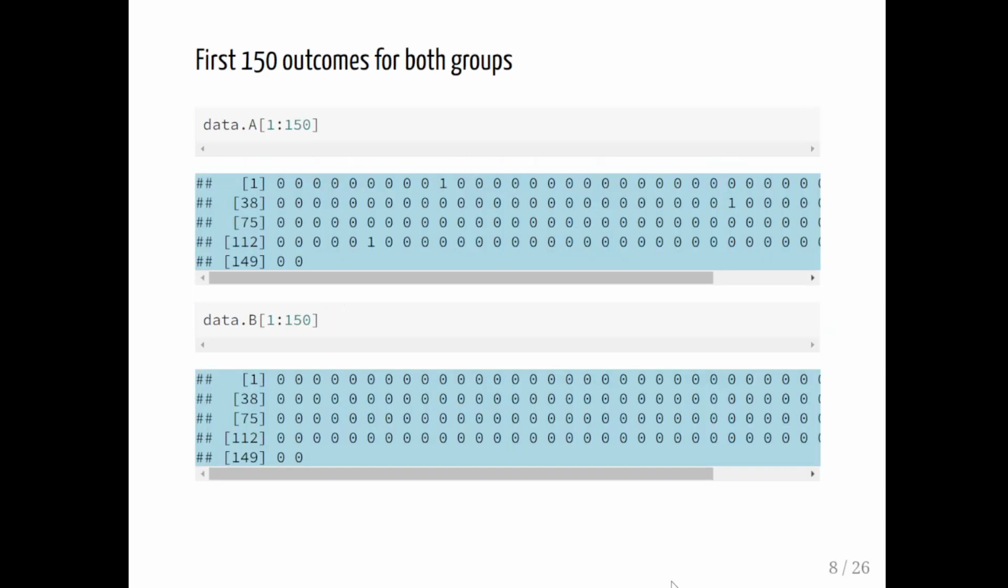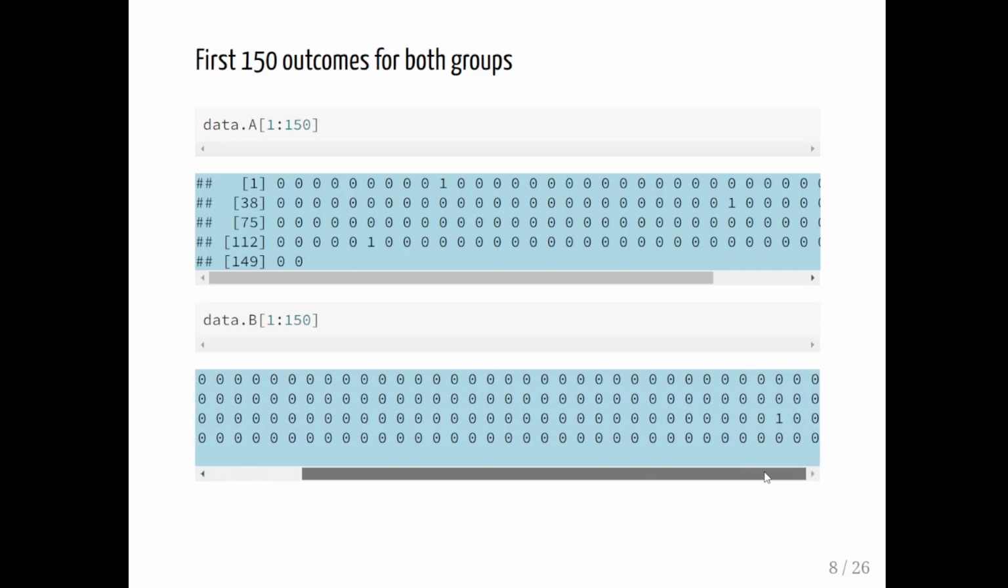Okay, so have a quick look at it there. That's the first 150 outcomes in both cases. I just picked a lot there because there isn't really a whole lot to look at. It's just lots of zeros, but you do start to see the odd 1 scattered in there.